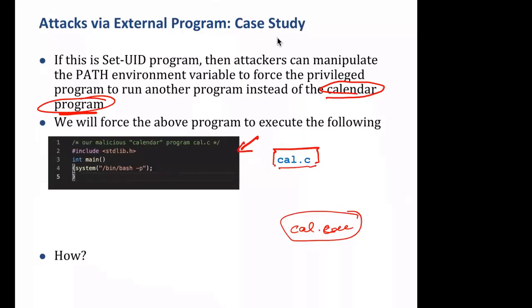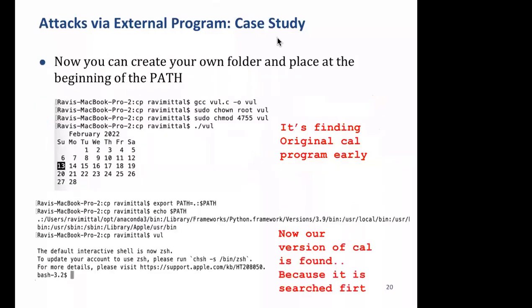So in that we define cal.c as follows. We can include whatever, and then you define system("/bin/bash -p") instead of whatever code for cal is there. The real cal definition is also there in one of the directories. Now what we do is create a function like this, cal.c, and put it in one of the directories in the path.